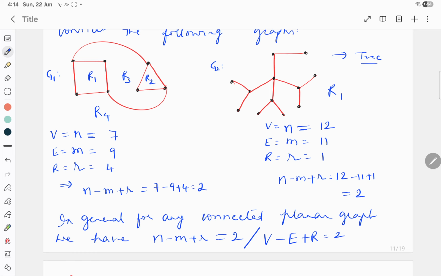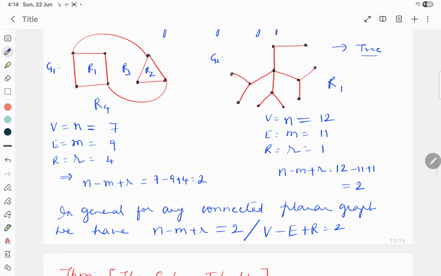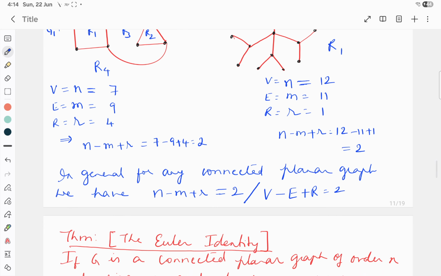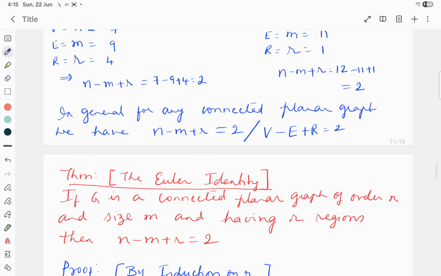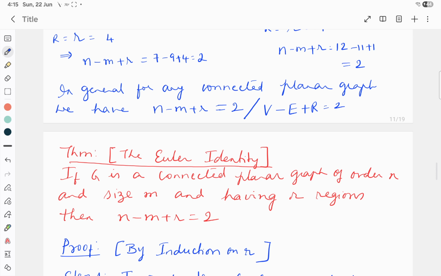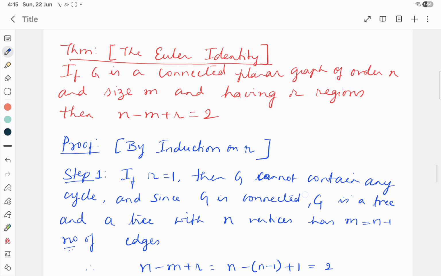This is a relation which is true for all connected planar graphs, and this is called the Euler identity. The Euler identity is stated as a theorem and the proof is provided. The statement of the Euler identity is this: if G is a connected planar graph of order n and size m and having r regions, then n minus m plus r is equal to 2. We shall prove this theorem by induction on the number of regions r.